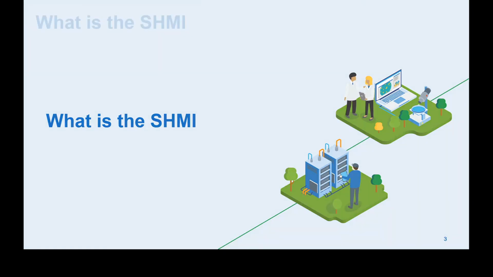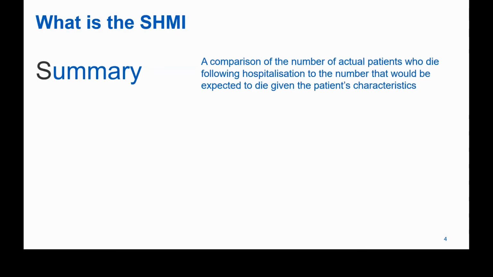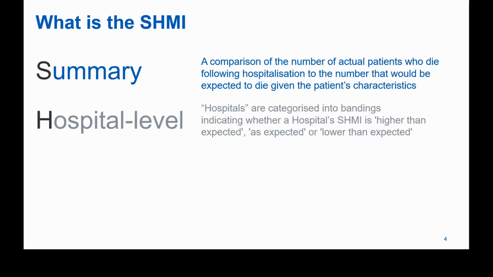So in terms of what the SHMI is, as I said, it's the summary, which is a comparison of the number of actual patients who die following admission to hospital to the number that we would expect to die given the case mix of patients being treated within the hospital. It is now at the hospital level; it used to be at the trust level. The reason we did that was in order to understand the different sites that make up a trust, and therefore we can score each of those sites independently, but also deliver a trust level measure, and I'll go over that in detail.